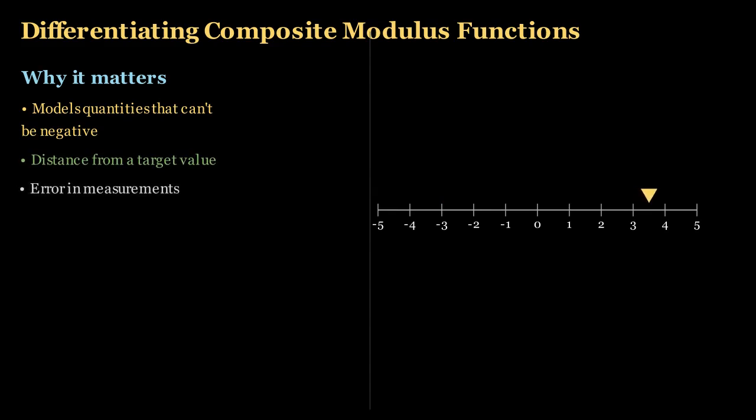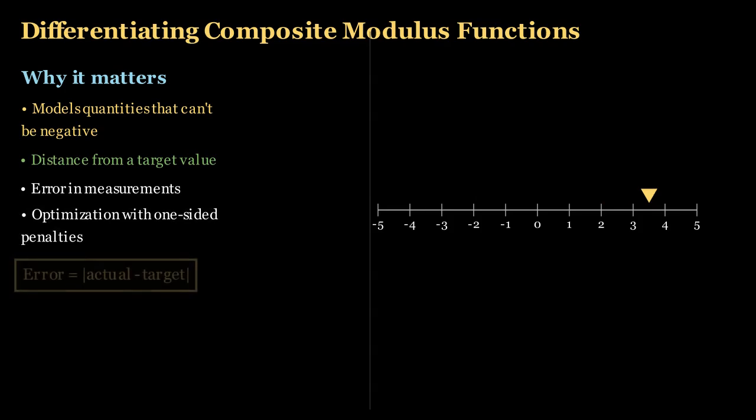Another example, in finance, you might model a penalty that only applies when a value falls below a threshold. The penalty function might be the absolute value of the shortfall. To find the worst case or best case scenario, you need to know how that penalty changes, which means differentiating a composite modulus function. It's the mathematical tool for any situation where only the size of a deviation matters, not its direction. Let's build this from the chain rule we already know.